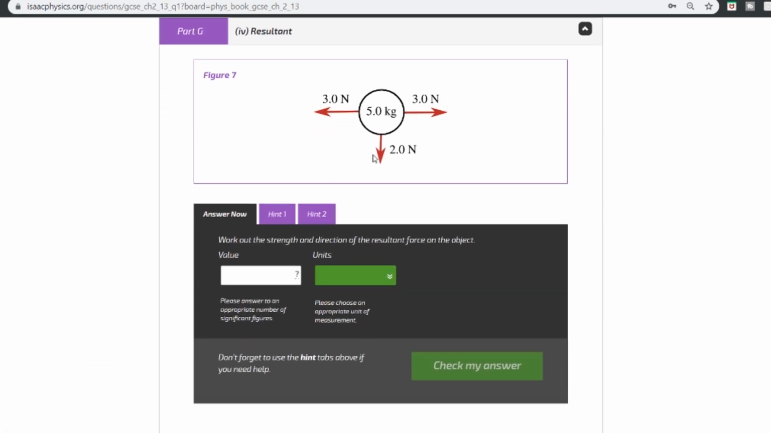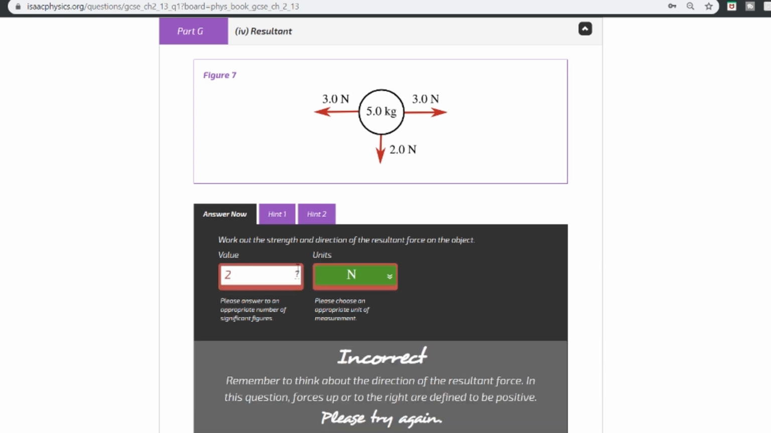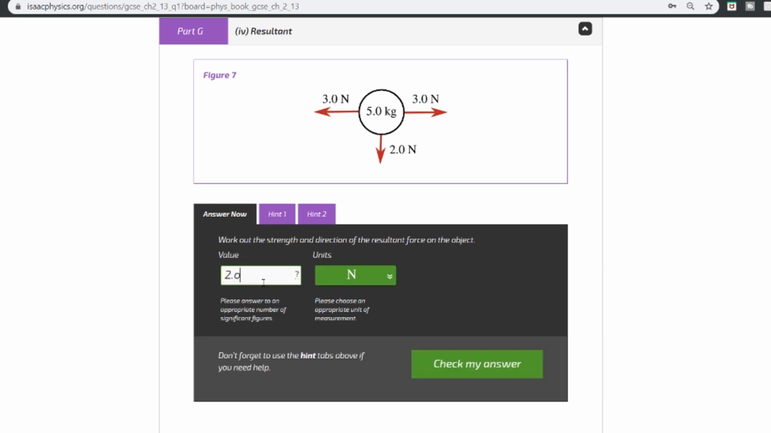Okay, so part G, so this one here is where the 2 forces balanced either side. We're going to have a resultant force of 2 newtons down. I suppose I probably really should be putting 2.0 newtons, so the same amount of significant figures as this, but Isaac Physics, let's have a look.